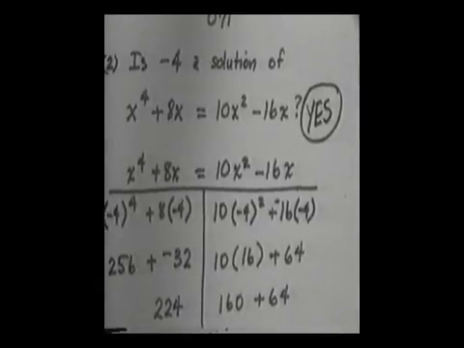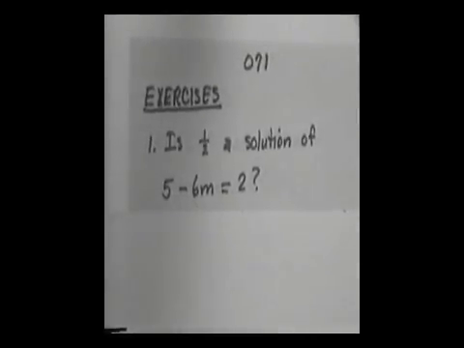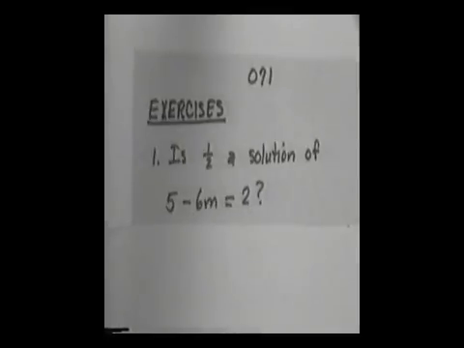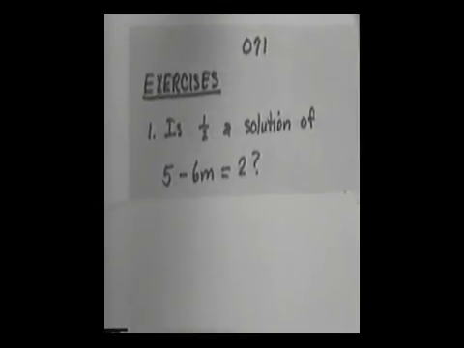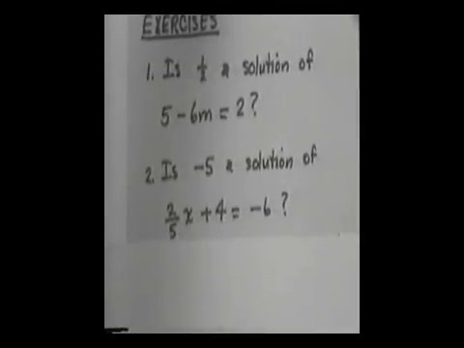Now let me give you some exercises to do. We'll have 3 exercises. Exercise 1: Is 1/2 a solution of 5 subtract 6m equals 2? Copy this exercise and the others that I'll give you so that you can work them and check your answers.